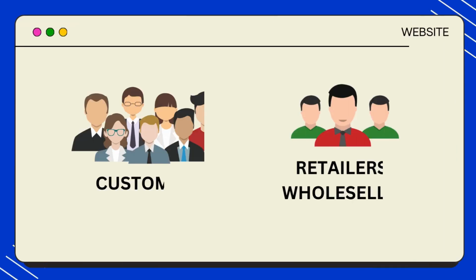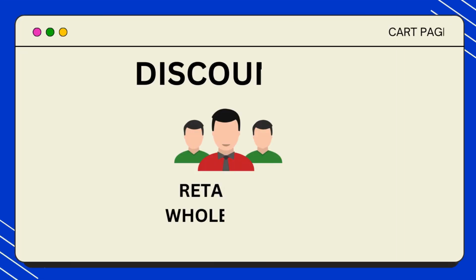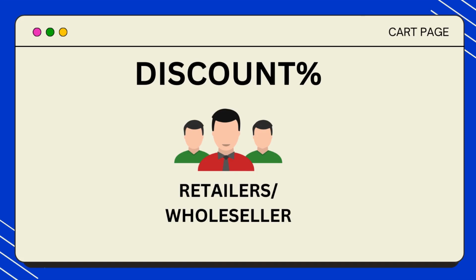If you have different types of users with different user roles, let's say customers and wholesalers, however, you only want to provide discount to wholesalers users. Let's quickly see how you can achieve it using ELEX Dynamic Pricing plugin.